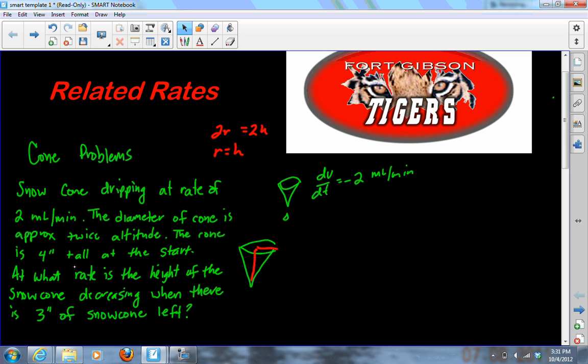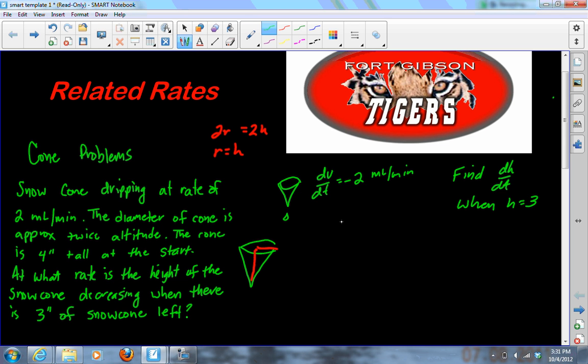Okay, the cone is 4 inches tall at the beginning, so this cone's 4 inches tall from here to here. At what rate is the height of the cone decreasing? So I'm looking for dH/dt. At what rate tells me that's a dH or d something dt is the height, so that tells me dH/dt. So find dH/dt when there's 3 inches of snow cone left, so when h equals 3.